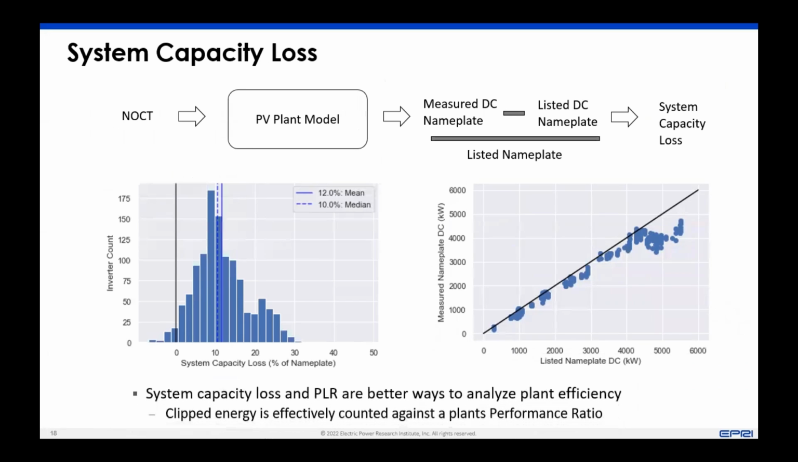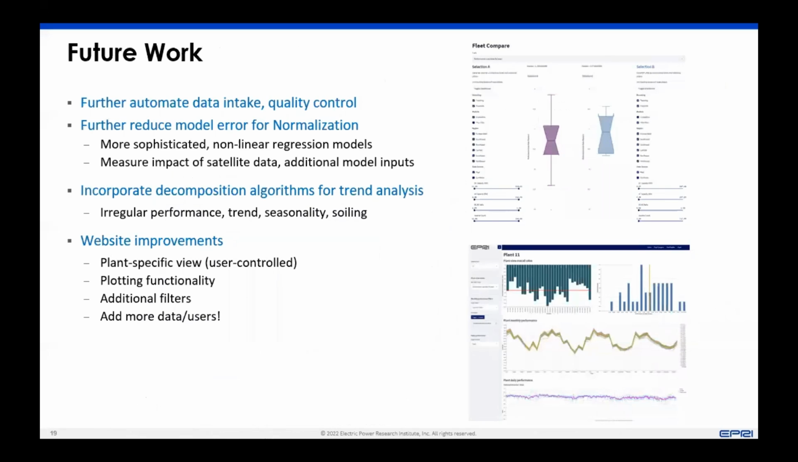Overall, we plotted this for the other plants, and we found the system capacity loss is about 12% for the mean and 10% for the median. You can imagine this is like performance ratio. It's very similar if you do 1 minus it, so you're having about 90% performance ratio. But we believe this is better because it uses a model, and we also take out the clipping when calculating this. All right, I think that's all about it.